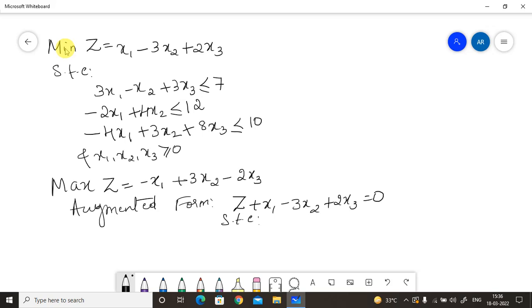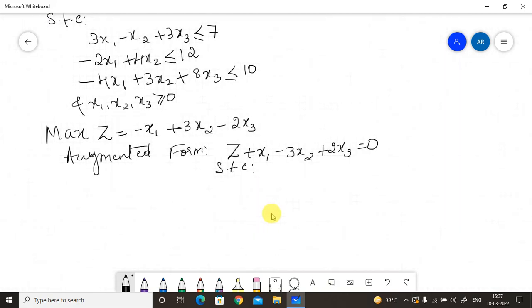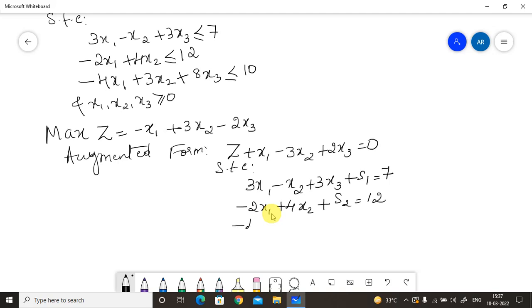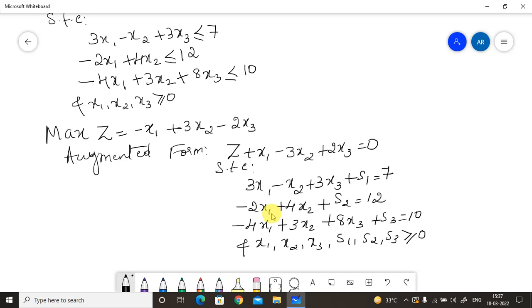This is subject to constraints. Now we have to write the three different constraints, converting them into equality constraints by introducing the slack variables. So we write 3x1 minus x2 plus 3x3 plus s1 equal to 7, then minus 2x1 plus 4x2 plus s2 equal to 12, and finally minus 4x1 plus 3x2 plus 8x3 plus s3 equal to 10. Lastly we mention that the non-basic variables x1, x2, x3 and basic variables s1, s2, s3 should always be greater than or equal to 0.